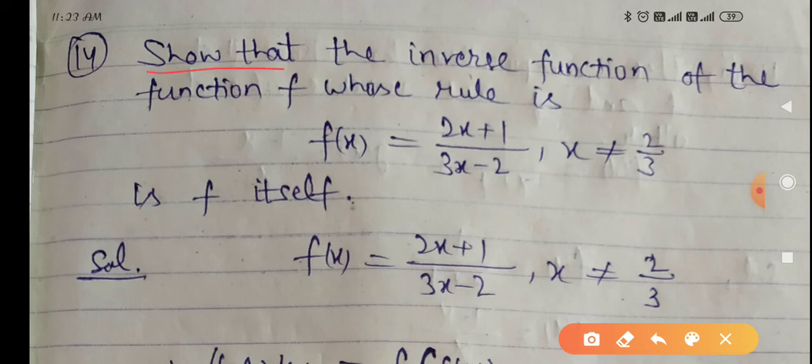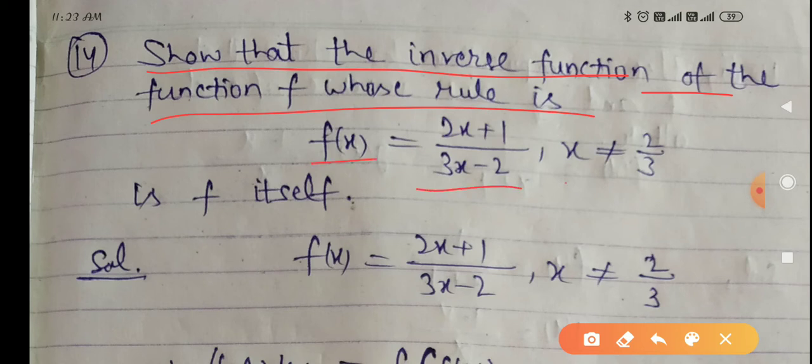Question 14. Show that the inverse function of the function f whose rule is f(x) equals (2x plus 1) upon (3x minus 2), x is not equal to 2 upon 3, is f itself. Now you have to show that the inverse of this given function is the function itself. X is not 2 upon 3 means if x is equal to 2 upon 3, then the denominator will be 0 and the function will not be defined. So that's why they are saying x is not equal to 2 upon 3. So this is the meaning of the given condition.